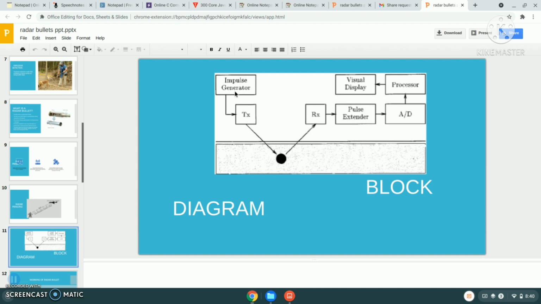Here comes the block diagram. In the transmitter section, there is an impulse generator, and in the receiver section, there is a pulse extender, analog to digital converter, processor, and visual display.